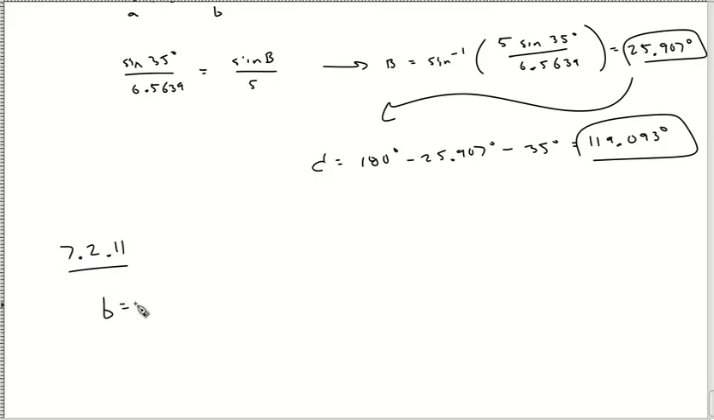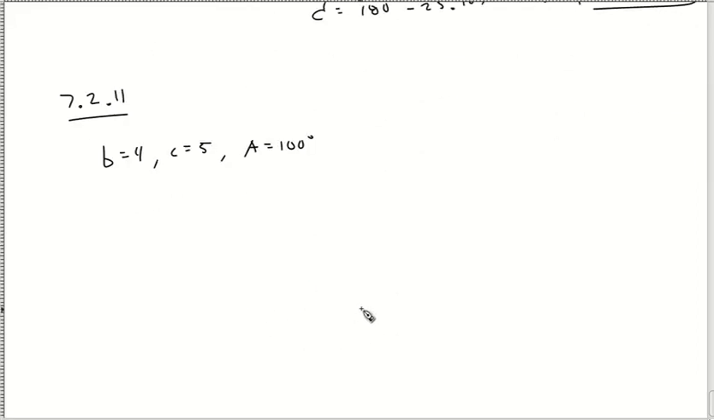Okay, 7.2.11. So they say B is equal to 4, C is equal to 5, and A is equal to 100. Find all the rest. So I'm going to draw a picture, and because that 100 is obtuse, I'm going to try to do it like that. I don't know what little a is. I'm going to make this a 4 and then a 5. So this is C, this is going to be my B, this is going to be my A. And it's literally a copy-paste of the last problem.